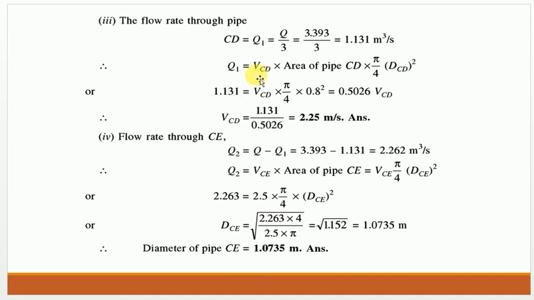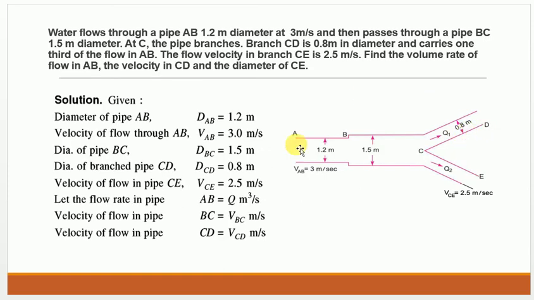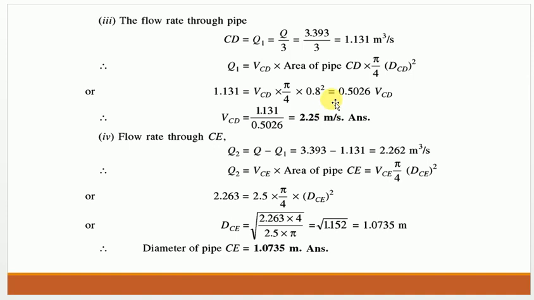So Q will be equal to velocity in pipe CD into area of pipe CD. So Q1, which is equal to 1.131 meter cube per second, will be equal to velocity of pipe CD into area of pipe CD, which is pi by 4 d square. The diameter of pipe CD, we know, is 0.8 meter. So if you simplify it, you'll be able to find the velocity through pipe CD, which is 2.5 meter per second.